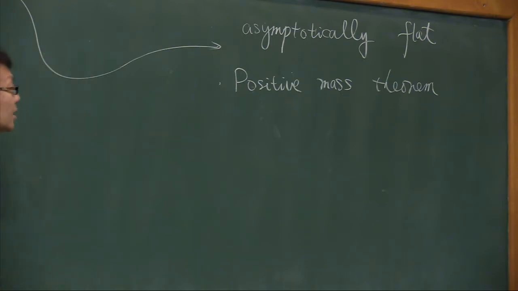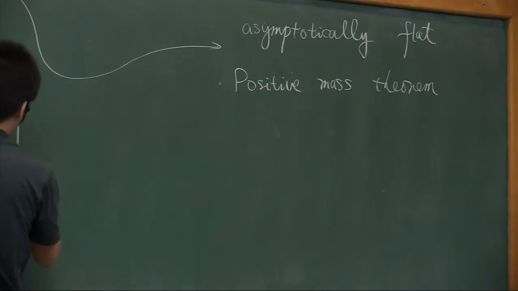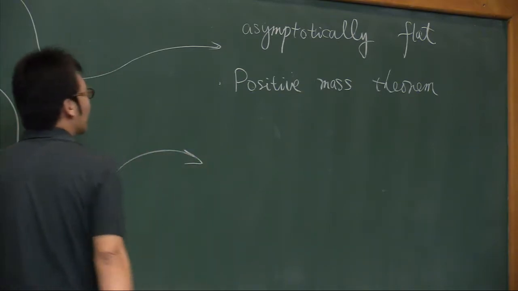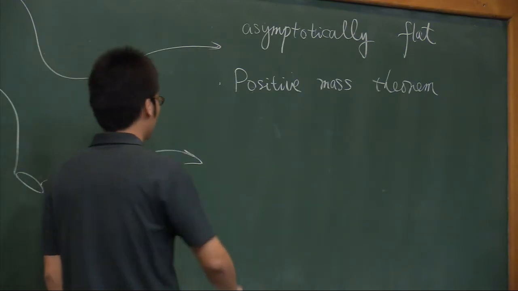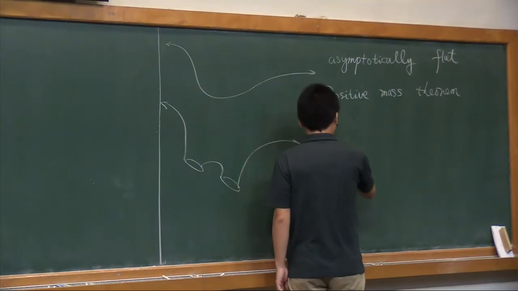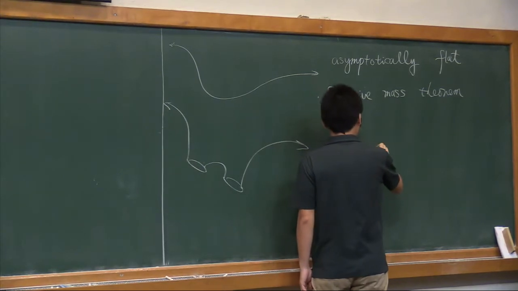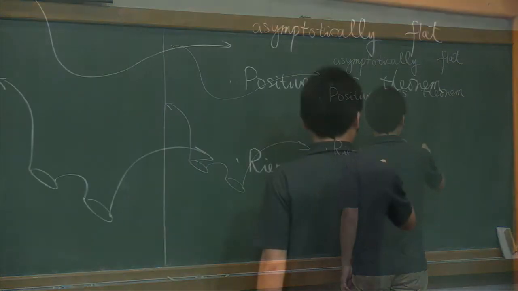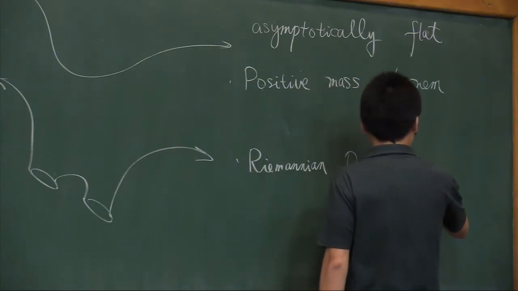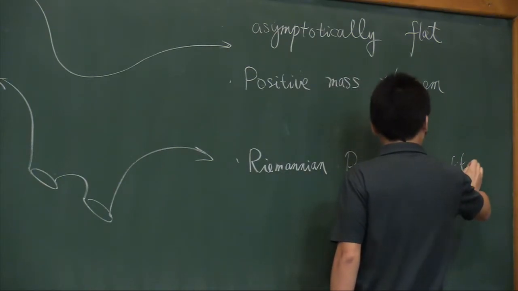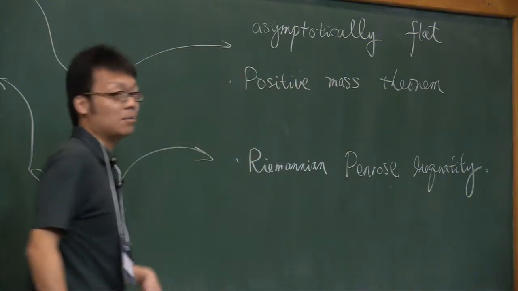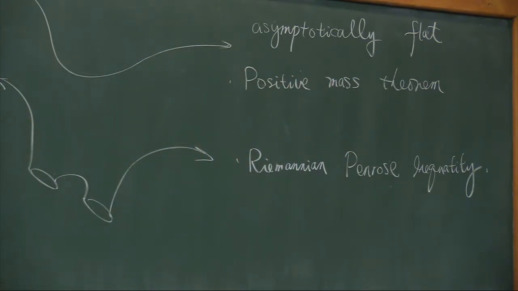And if you allow the manifold to have a horizon boundary, which are the outermost minimal surfaces, one has the Riemannian Penrose inequality, and these are the fundamental results regarding manifolds with non-negative scalar curvature, which are non-compact.